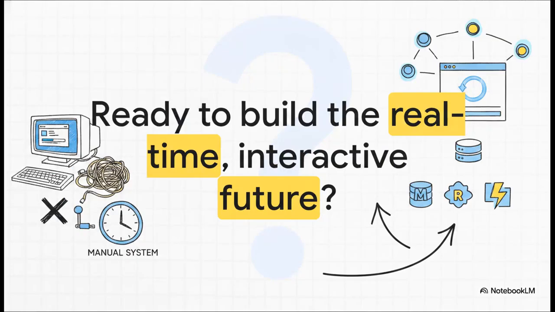The market is clearly, loudly calling for these skills, which leaves us with one final question for you to really think about as you plan your own learning journey. Are you going to stay stuck in the past, managing clunky manual systems and sluggish full-page reloads? Or are you ready to build the real-time, interactive future of the web? The MERN Stack gives you the tools to do exactly that.